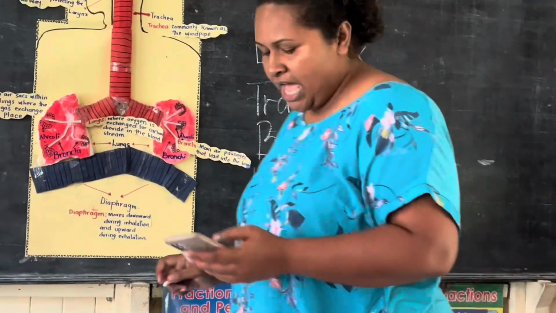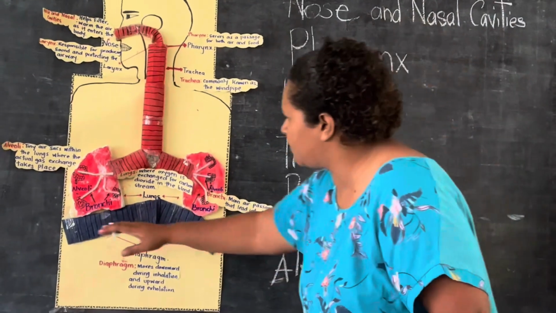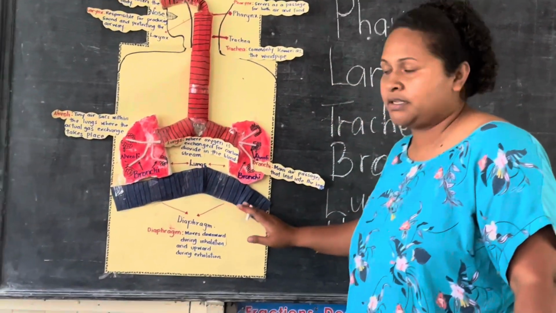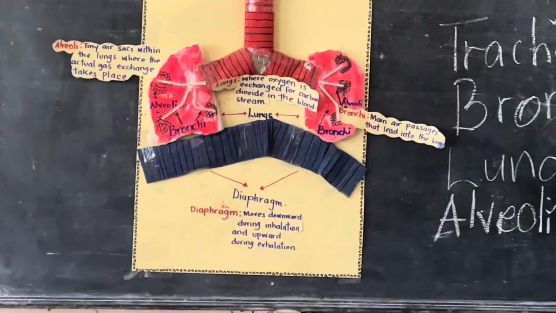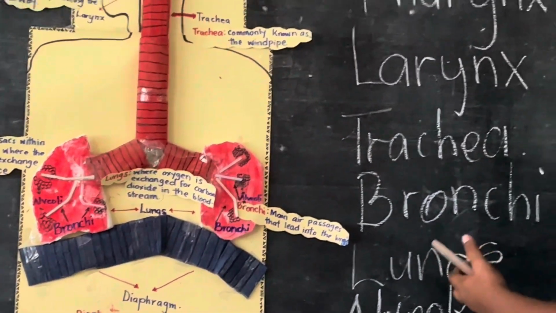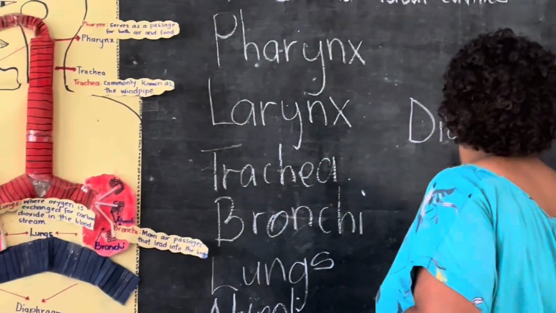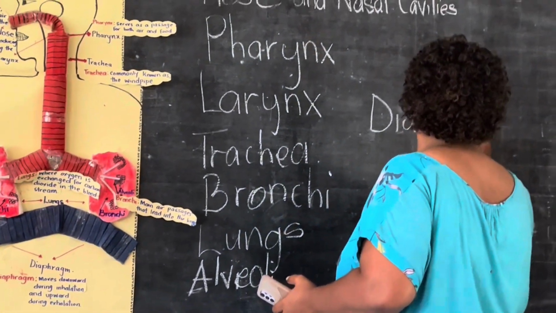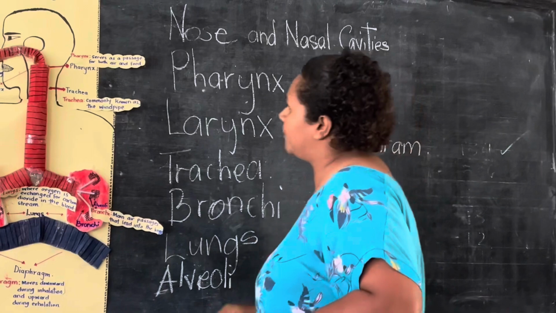Alveoli. Okay. After the alveoli, there's one thing here. What's this? The diaphragm. The last one, we have the what? Diaphragm. Okay. The spellings are very tricky, eh? Yes. And the diaphragm. Okay.